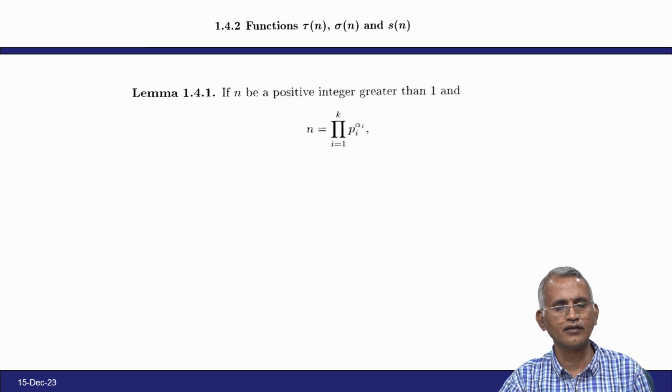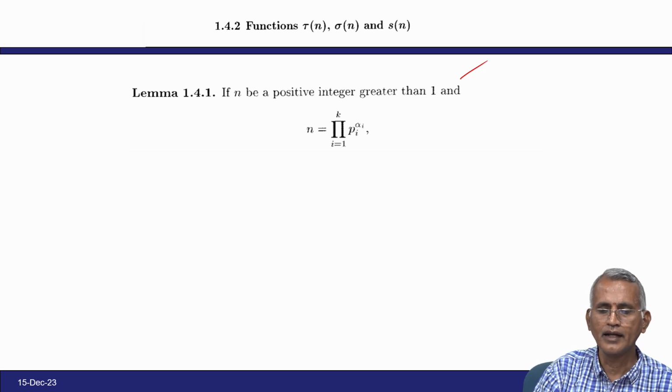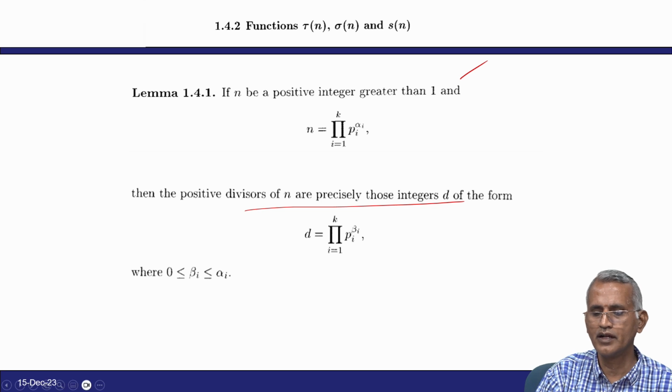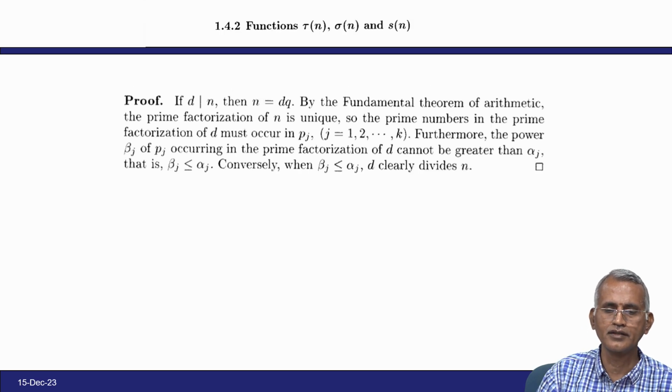Next, we have n, a positive integer greater than 1, and n can be written as a product of prime powers. Then the positive divisors of n are precisely those integers d of the form d equal to the product of prime powers p_i to the beta_i, where beta_i lies between 0 and alpha_i, and then we can express the function like this.